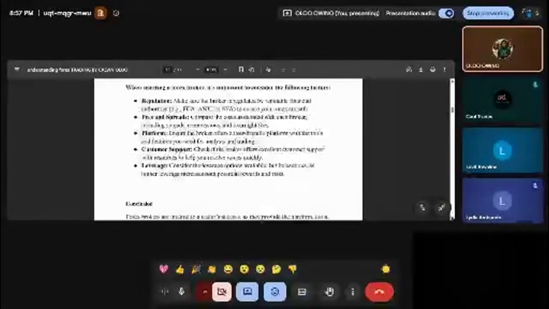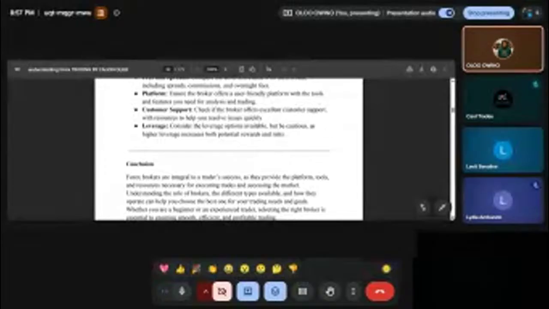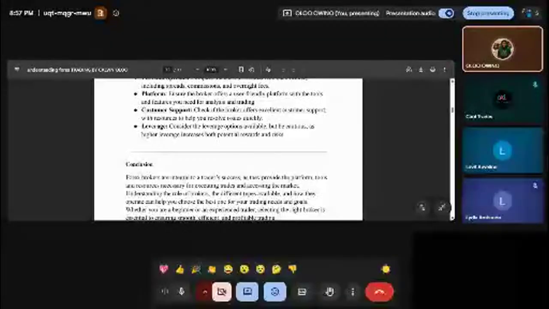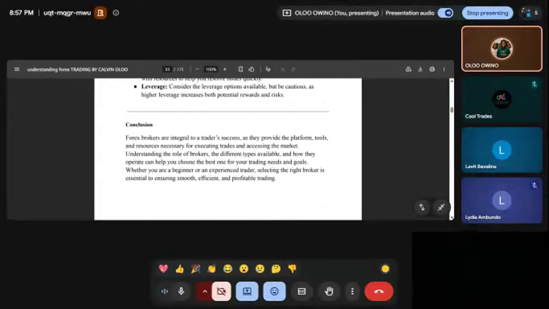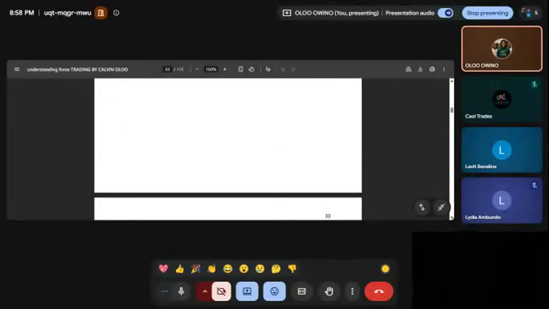Moving on, Forex brokers are integral to a trader's success as they provide the platform, tools, and resources necessary for executing trades and accessing the market. Understanding the role of brokers and how they operate can help you choose the best one for your trading needs and goals. Whether you're a beginner or an experienced trader, selecting the right broker is essential to ensuring smooth, efficient, and profitable trading.